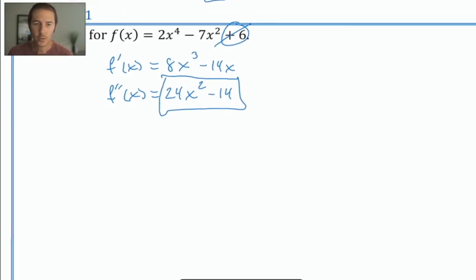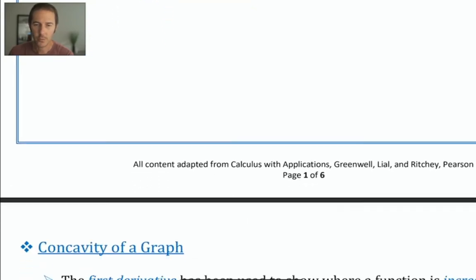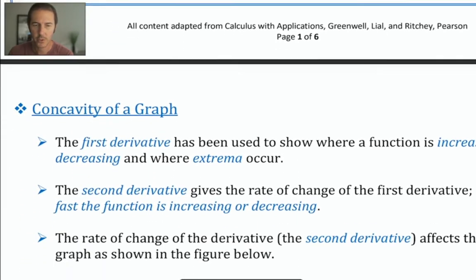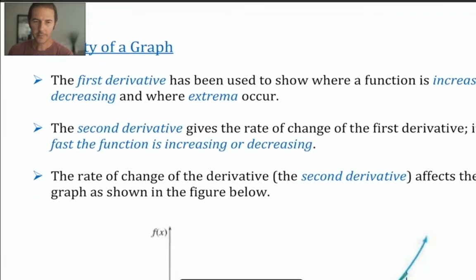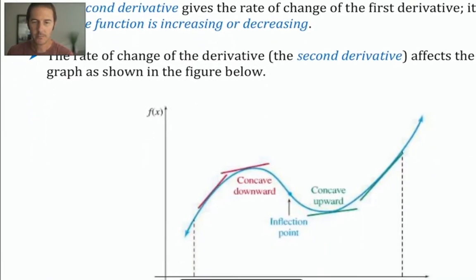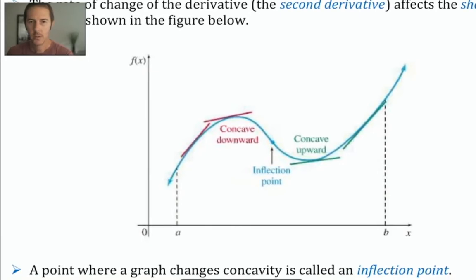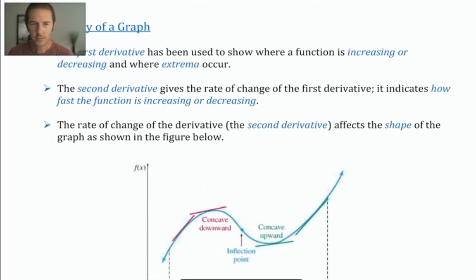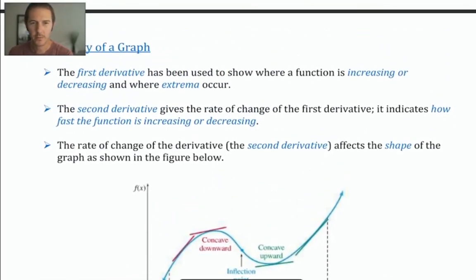We will need to calculate second derivatives in order to extract some information from some graphs, maybe without even doing any graphing. So I'll put this text back on the screen for a second. The first derivative has been used to show where a function is increasing or decreasing. That's true. And where extrema occur. In other words, local maximums or local minimums. Those occurred at the point where the first derivative was equal to 0. We've done some testing for those.